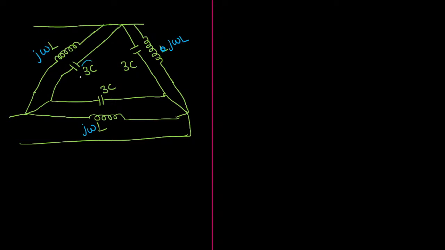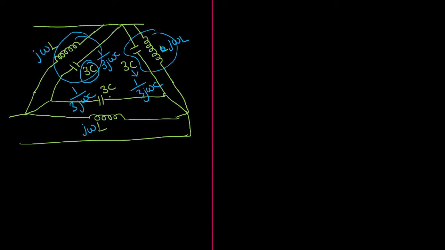Similarly, how will you write the capacitor? It can be replaced by 1 by 3 times of J omega C. Why 3 is coming? You know the reason. 3 times of capacitor, so 1 by 3 times of J omega C. Here also the capacitor will be replaced by 1 by 3 times of J omega C. Now see that these two branches are connected in parallel.